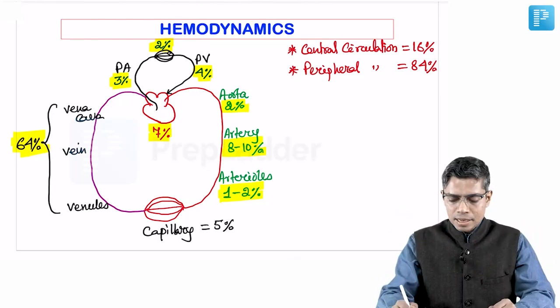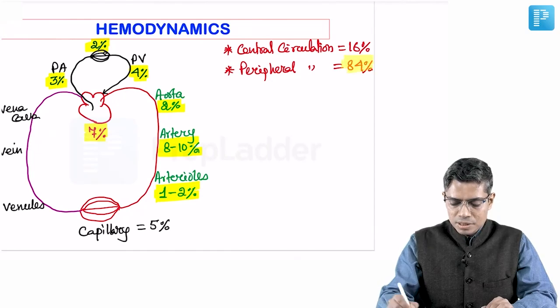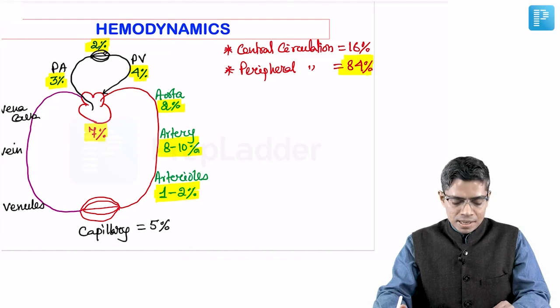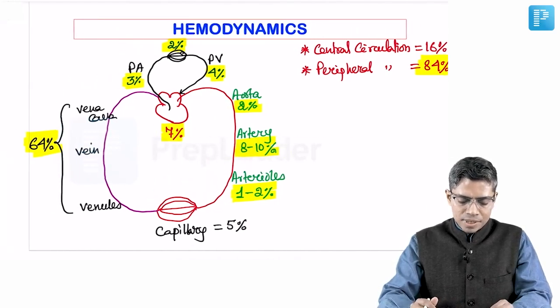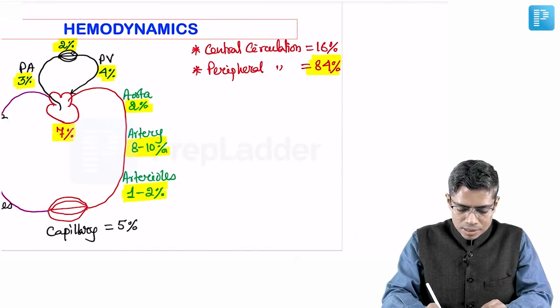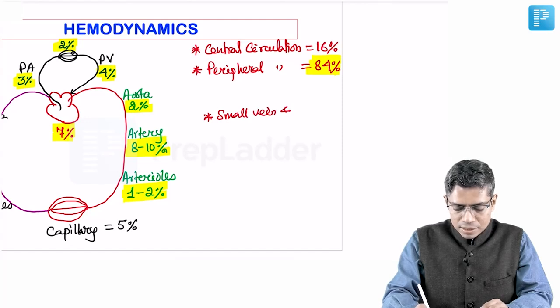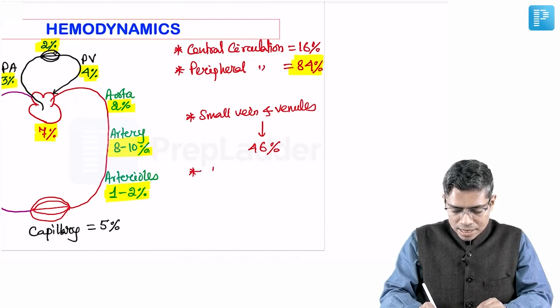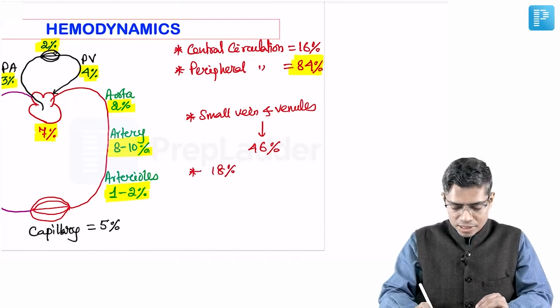That's why within this peripheral circulation of 84% of blood, 64% is present within the venous system only, right? And within this venous system, if I ask you which part contains the maximum percentage of blood, your answer will be small veins and venules. They contain the maximum, 46% of total blood volume, right? And the remaining portion, around 18% of this 64%, is present within the large veins.